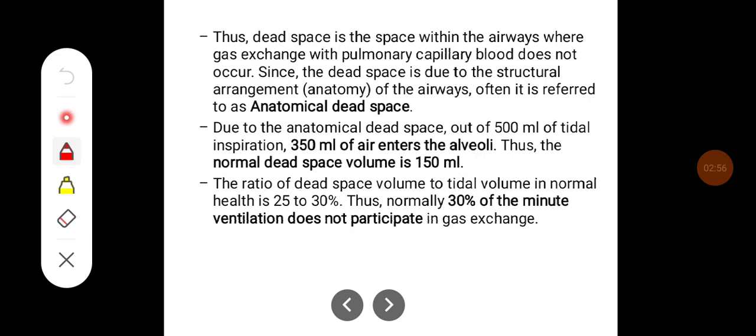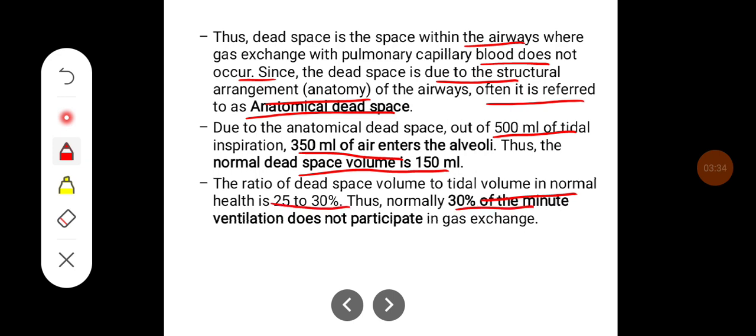Thus, dead space is the space within airways where gas exchange with pulmonary capillary blood does not occur. Since the dead space is due to the structural arrangement of the airways, it is often referred to as anatomical dead space. Due to the anatomical dead space, out of 500 ml of tidal inspiration, 350 ml of air enters the alveoli. Thus, the normal dead space volume is around 150 ml. The ratio of dead space volume to tidal volume in normal health is 25 to 30%. Thus, normally 30% of the minute ventilation does not participate in gas exchange.